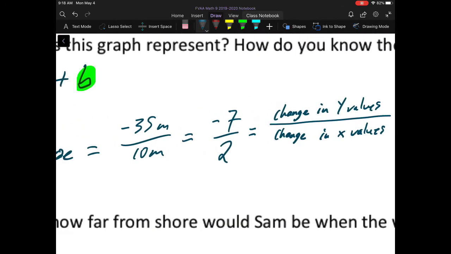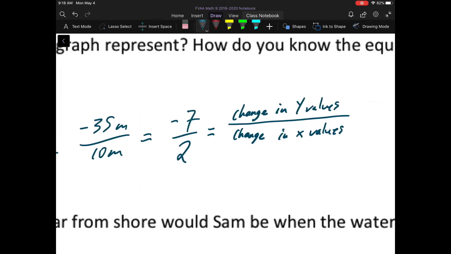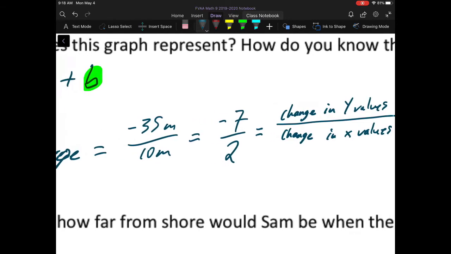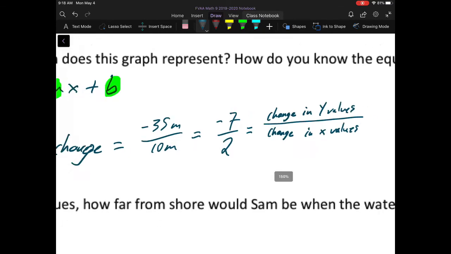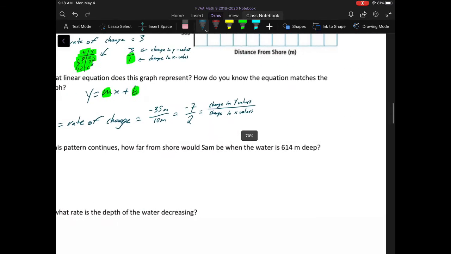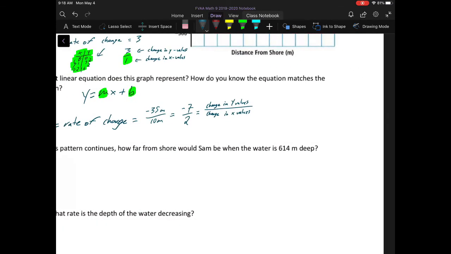We take the change in the x values in the table, which change by 10, and that's our denominator. Our numerator is the change in the y values, or change in the dependent values, which is negative 35, and then we reduce our fraction. So that gives me my m value.